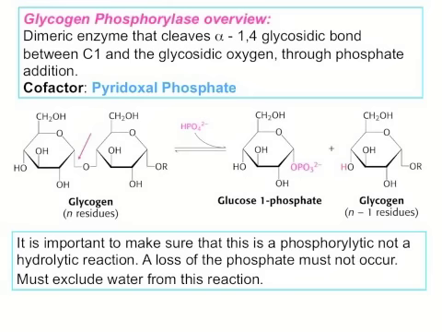Now, the glycogen phosphorylase enzyme is a dimeric enzyme that cleaves the alpha-1,4 glycosidic bond between carbon number 1 and the glycosidic oxygen through phosphate addition, and it uses a cofactor called pyridoxal phosphate. It's important to make sure that this is a phosphorolytic, not a hydrolytic reaction. We don't want to lose the phosphate to a reaction that is unproductive. And so in order to do this, we must exclude water from this reaction.